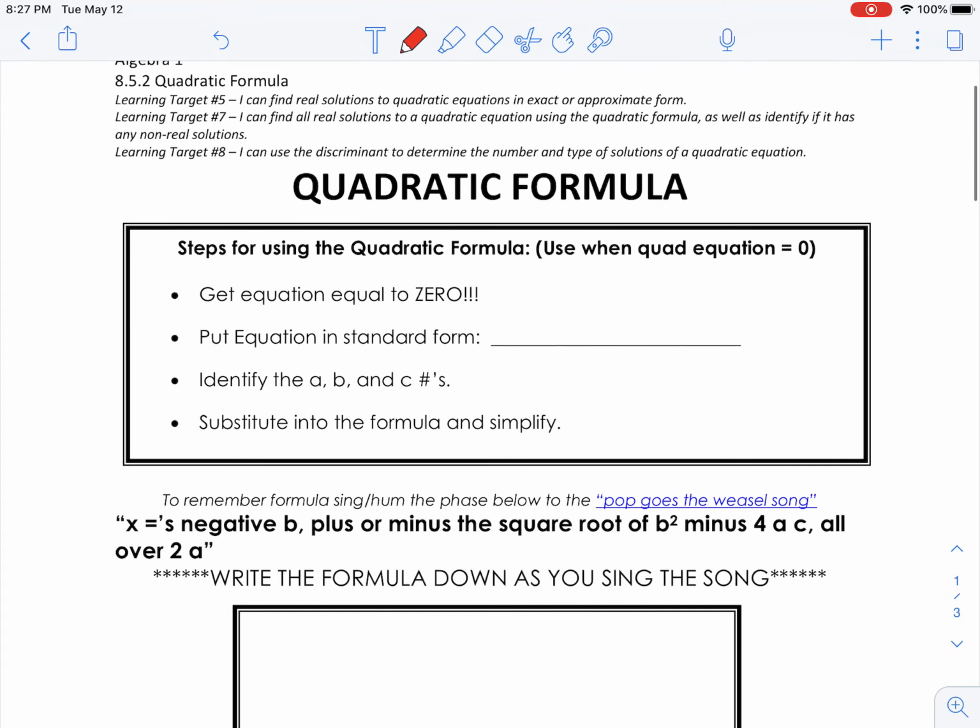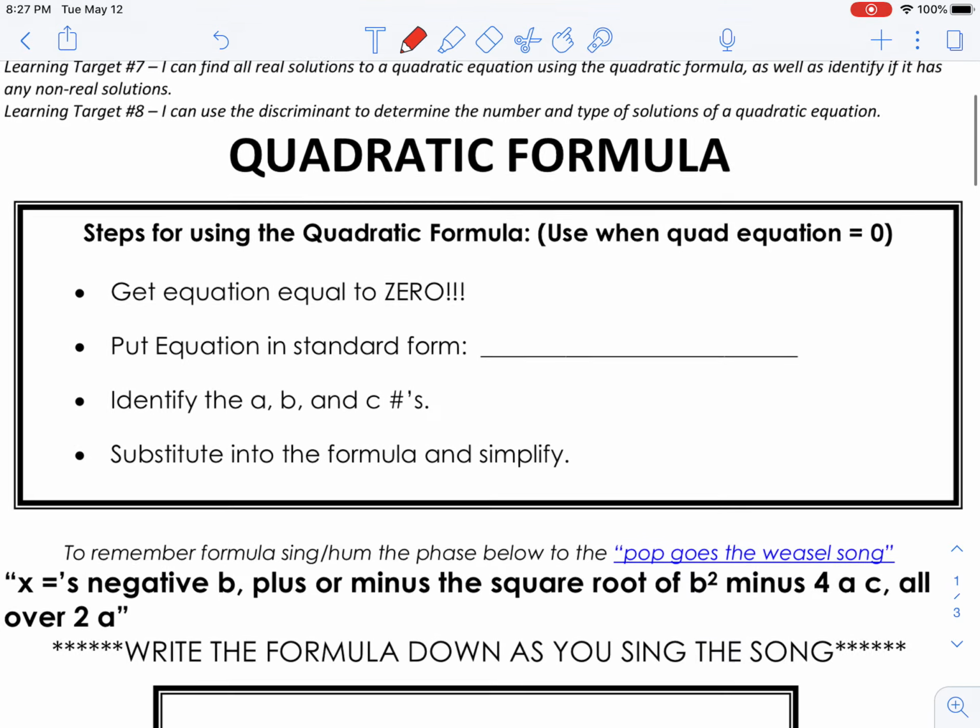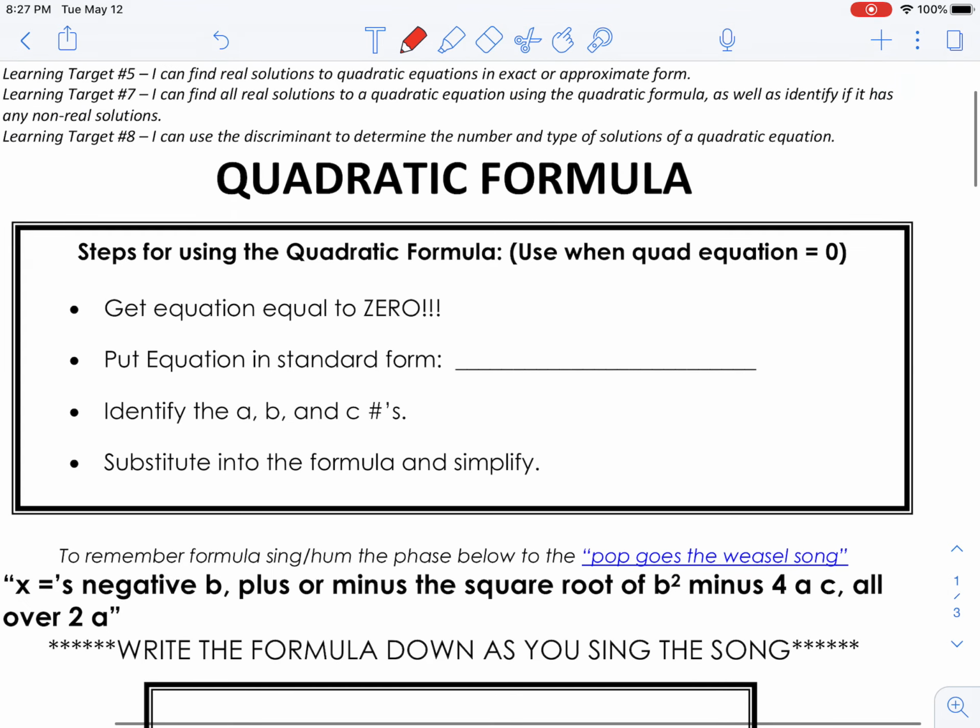So there are a couple steps. I've listed them here for you. It says steps for using the quadratic formula. First of all, always make sure it's set equal to 0. I think that's the biggest mistake that students have, is sometimes they will not set it equal to 0 and they'll get it wrong. Okay, so make sure, first of all, to set the equation equal to 0.